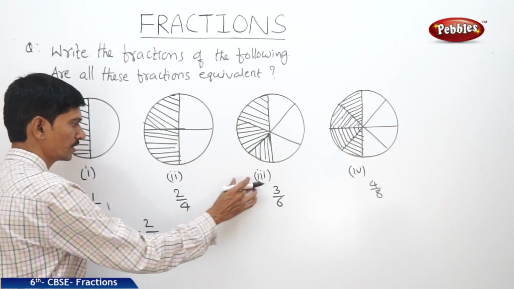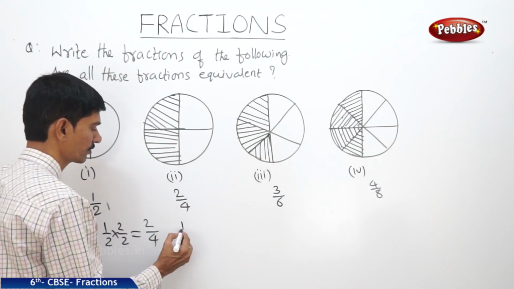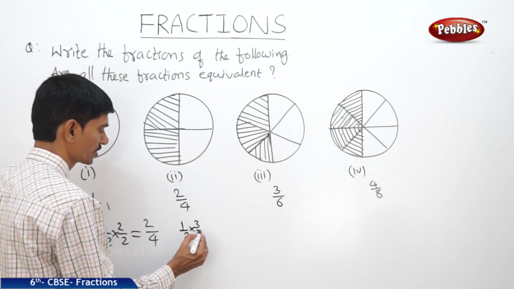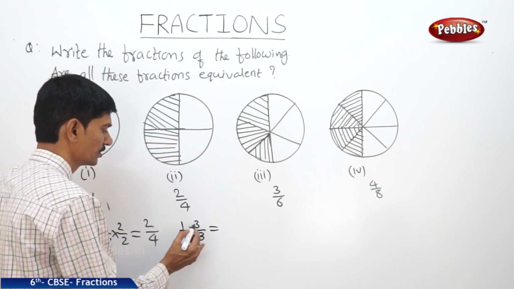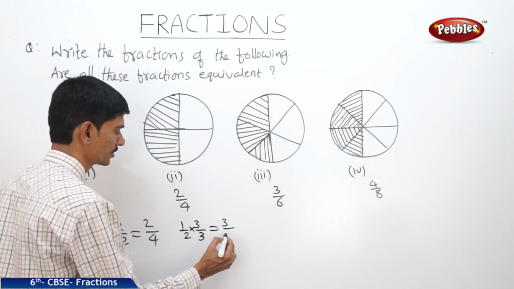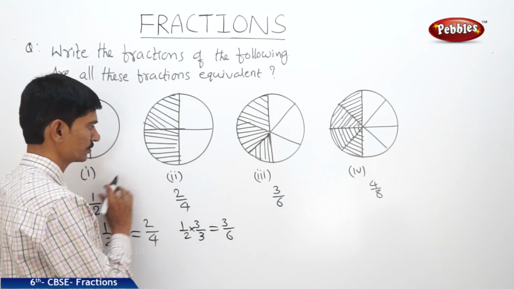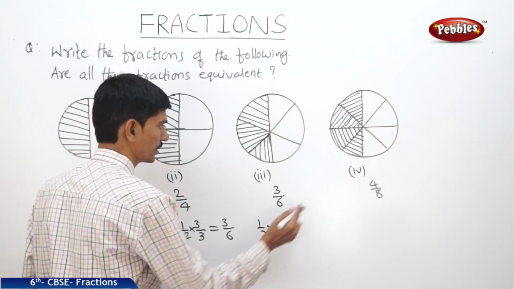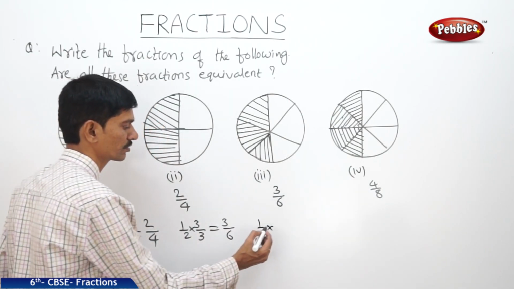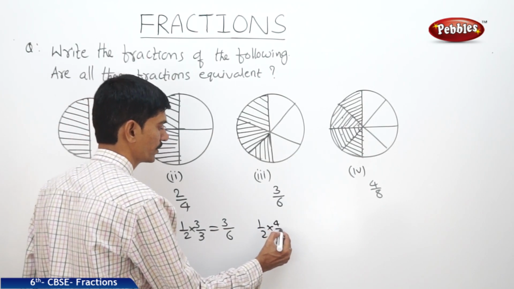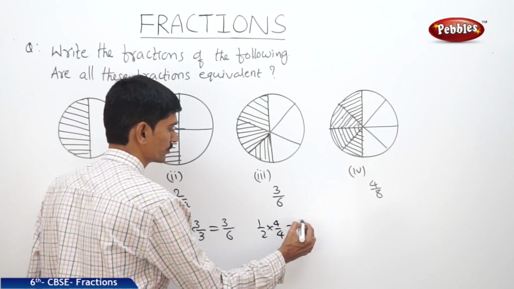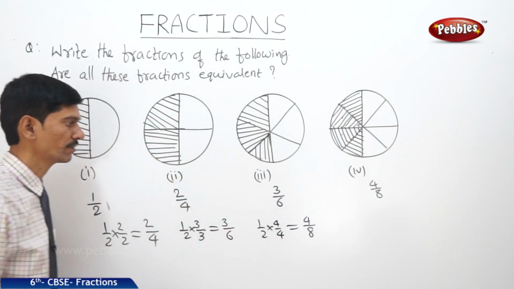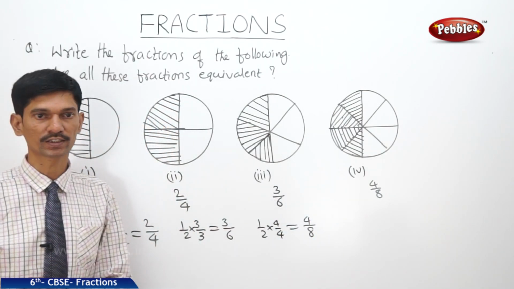And again 1 by 2 and 3 by 6 are also equivalent, because 1 by 2 into 3 by 3 equals 3 1s are 3, by 3 2s are 6. So 1 by 2 and 3 by 6 are equivalent. And are 1 by 2 and 4 by 8 equivalent or not? 1 by 2 into 4 by 4, so we get 1 4s are 4, by 2 4s are 8. So all the given fractions are equivalent fractions.